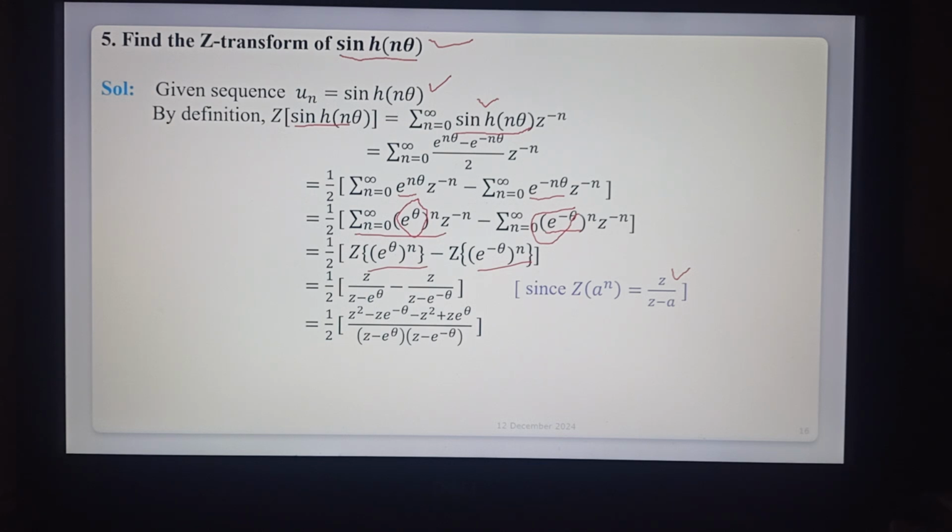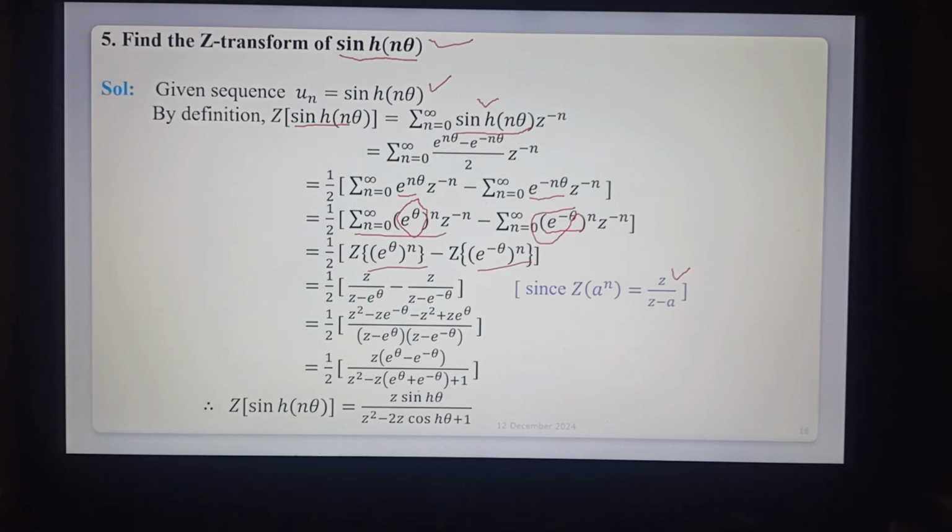So now simplification, take the LCM here, 1 by 2 into z square minus z into e power minus theta minus z square plus z into e power theta. After simplification, z square cancels in the numerator, so z is common: e power theta minus e power minus theta by z square minus z into e power theta plus e power minus theta plus 1. Observing here, z into (e power theta minus e power minus theta) by 2 is sinh theta in the numerator.